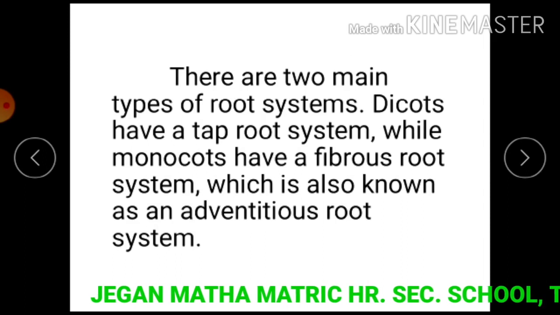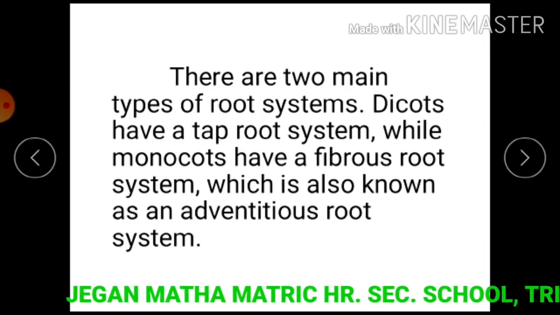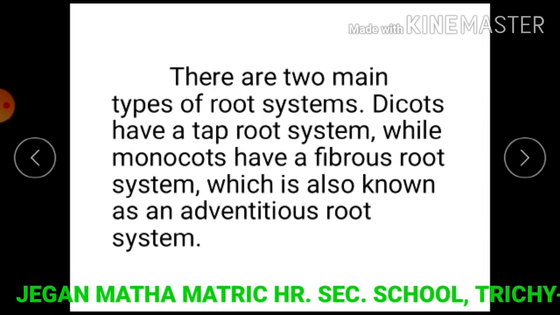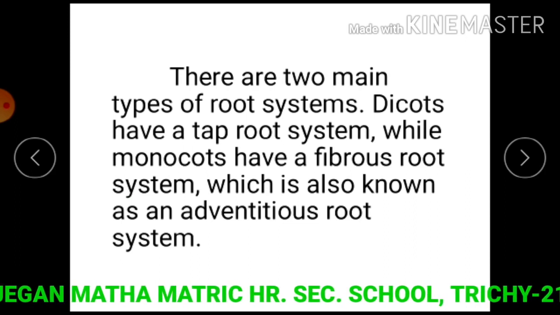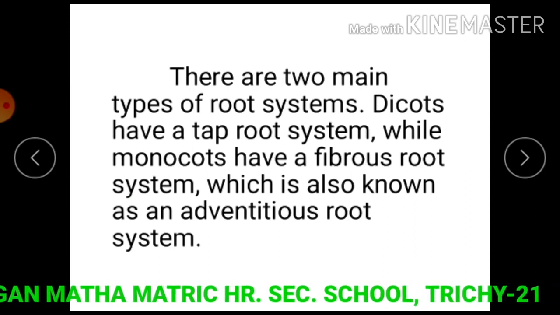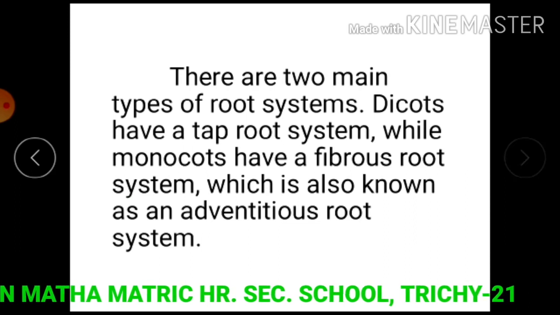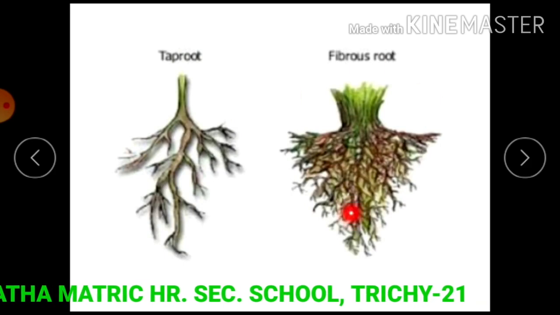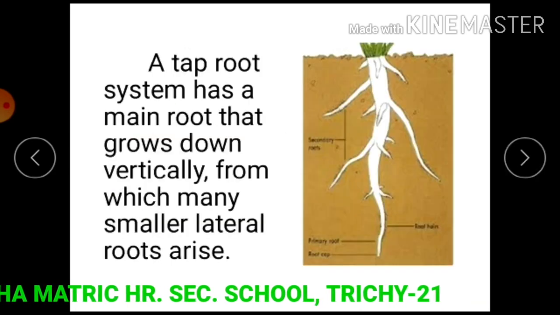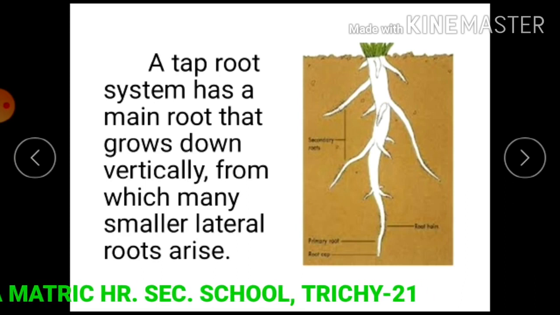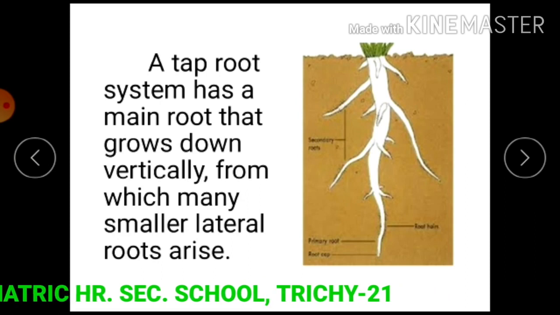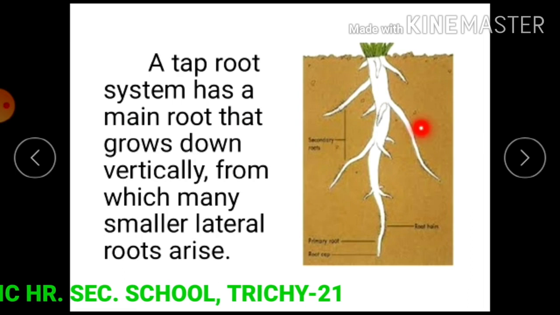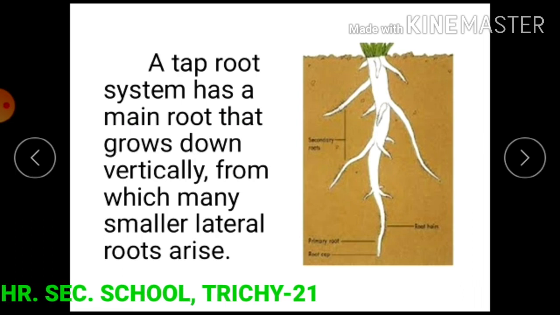There are two main types of root systems. Dicots have a taproot system, while monocots have a fibrous root system. This fibrous root system is also known as an adventitious root system. This is the taproot system and this is the fibrous root system. A taproot system has a main root that grows down vertically, from which many smaller lateral roots arise.